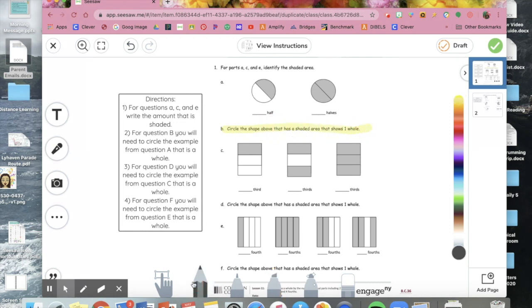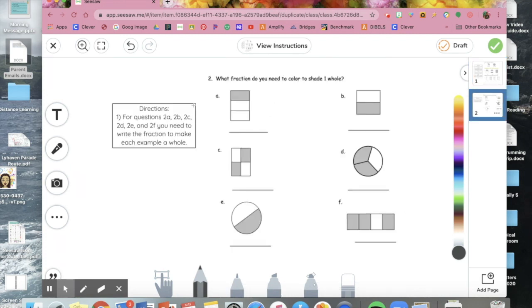So just use the pencil tool and draw a circle around either this shape or this shape that shows 1 whole. And then question C, same thing, write how many parts are shaded. Question D, use the pencil tool or the highlighter tool to circle which one is shaded that shows 1 whole. Same with question E, write the parts that are shaded and then circle which one shows 1 whole.